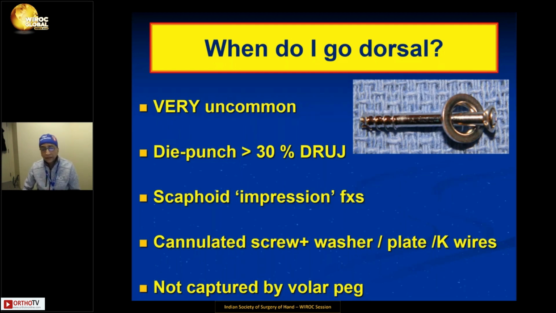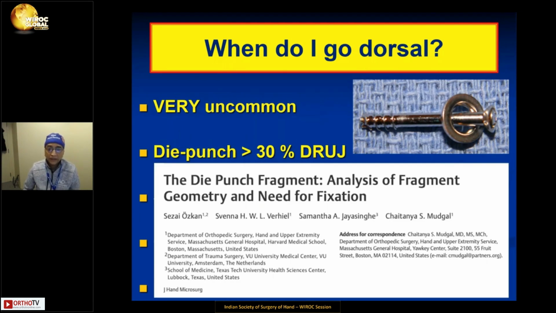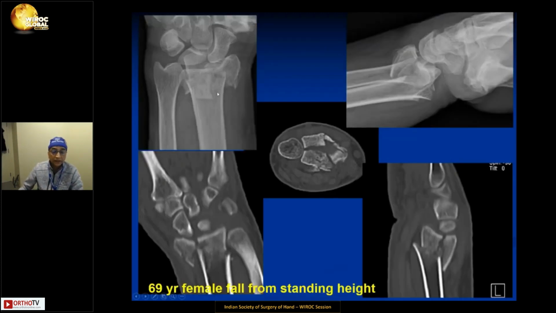So we analyzed this, and what we found is that there is no consensus among surgeons about when to use a dorsal approach. And it largely relies on surgeon familiarity with the dorsal approach and surgeon discretion, which is not a very good indicator. That's why I use these indicators as my guidelines to use dorsal approaches. So let's look at this. This is a very distal fracture. You can see that the die punch is about half the articular surface, and it's the frown-shaped fracture.